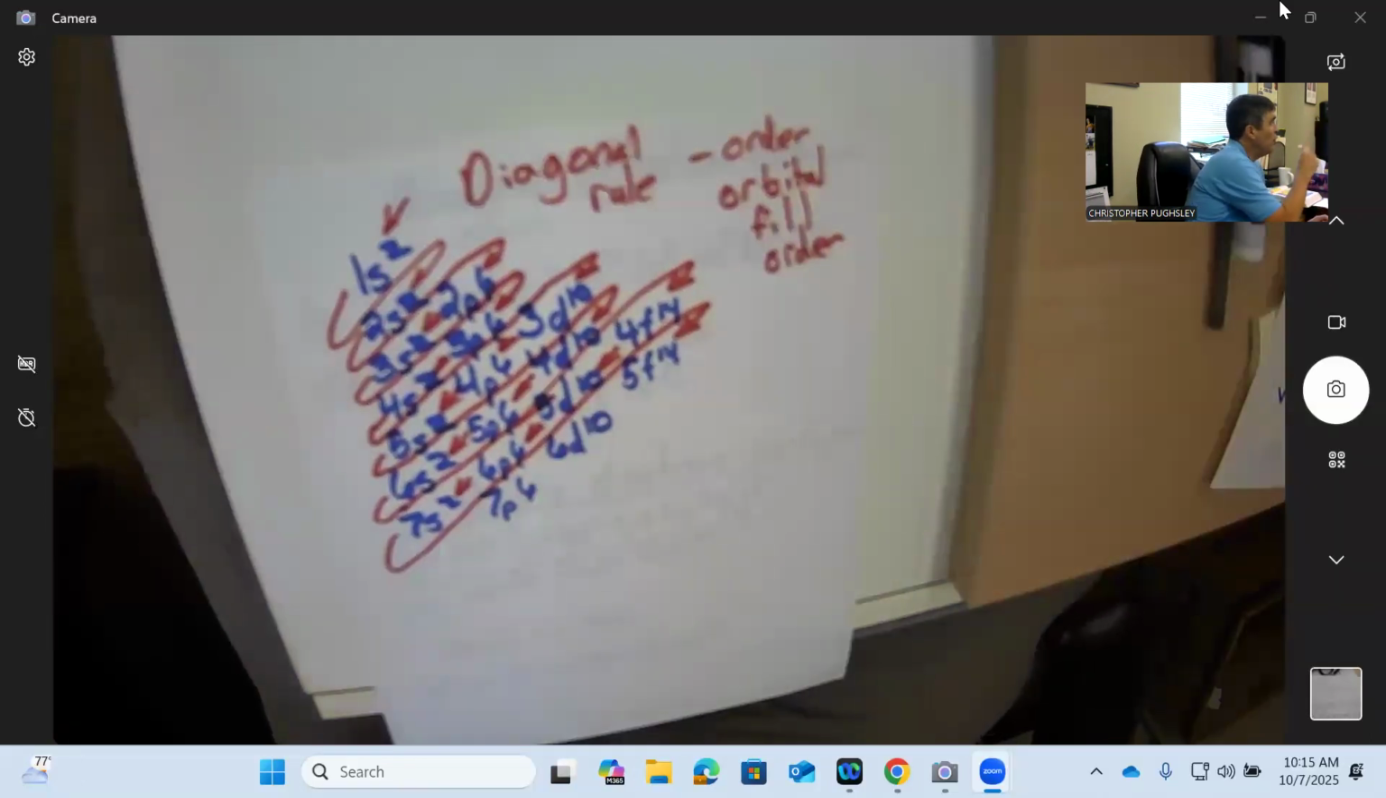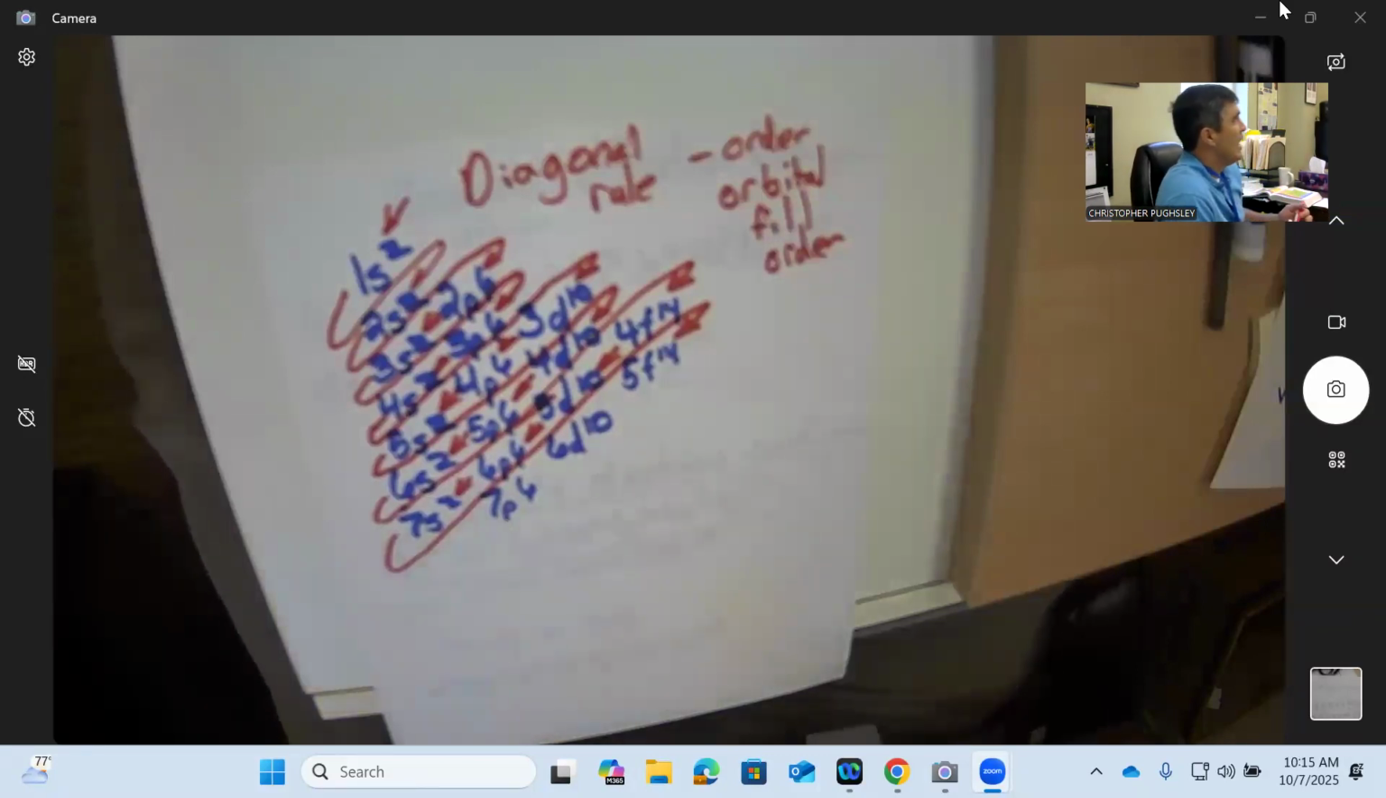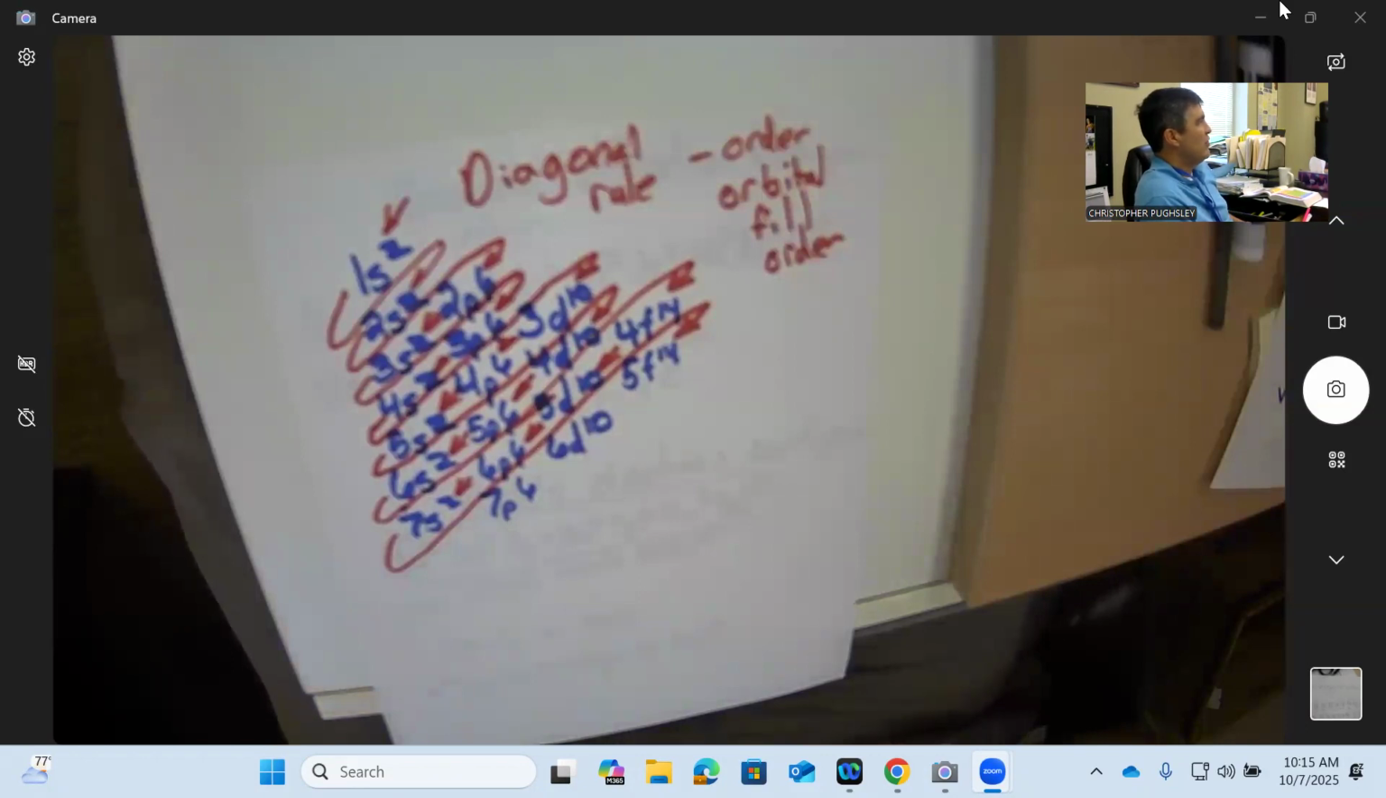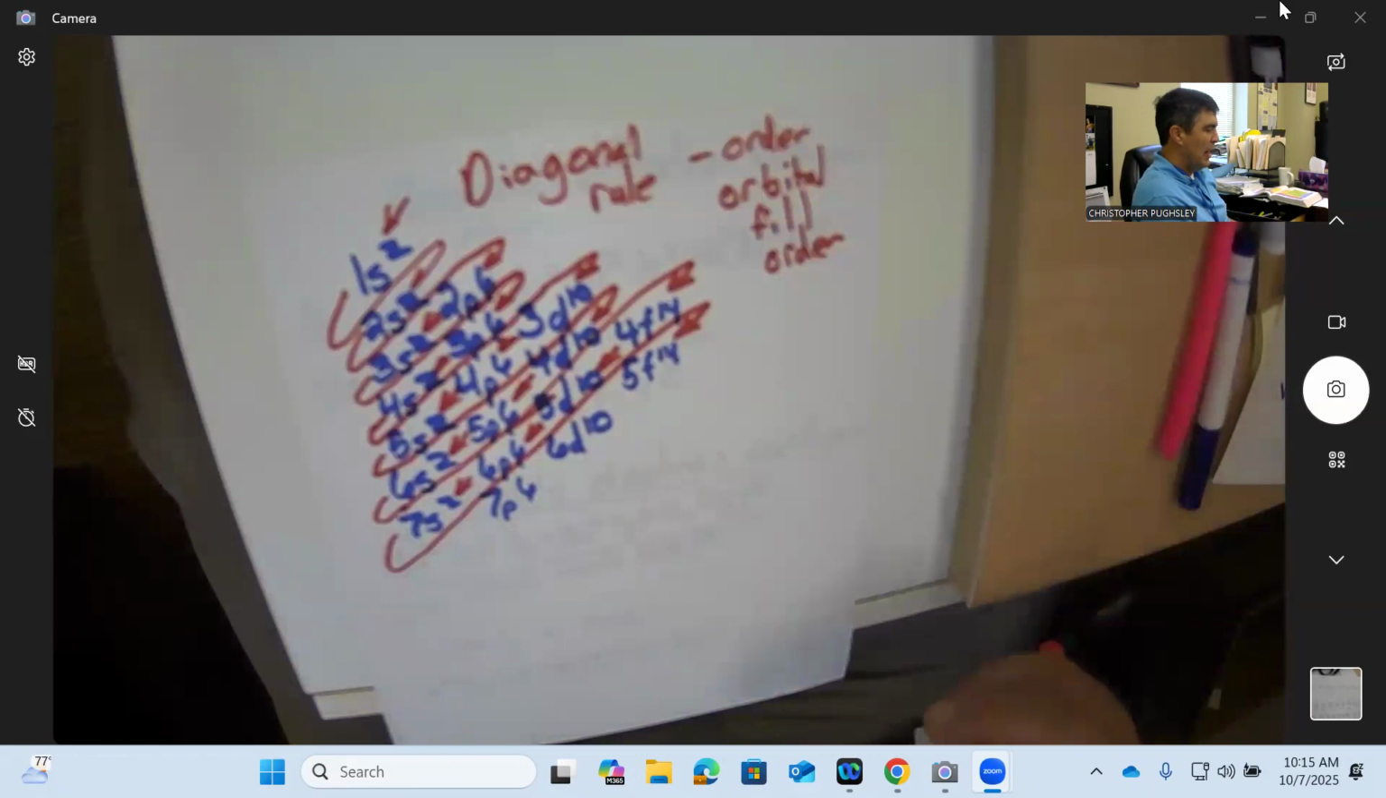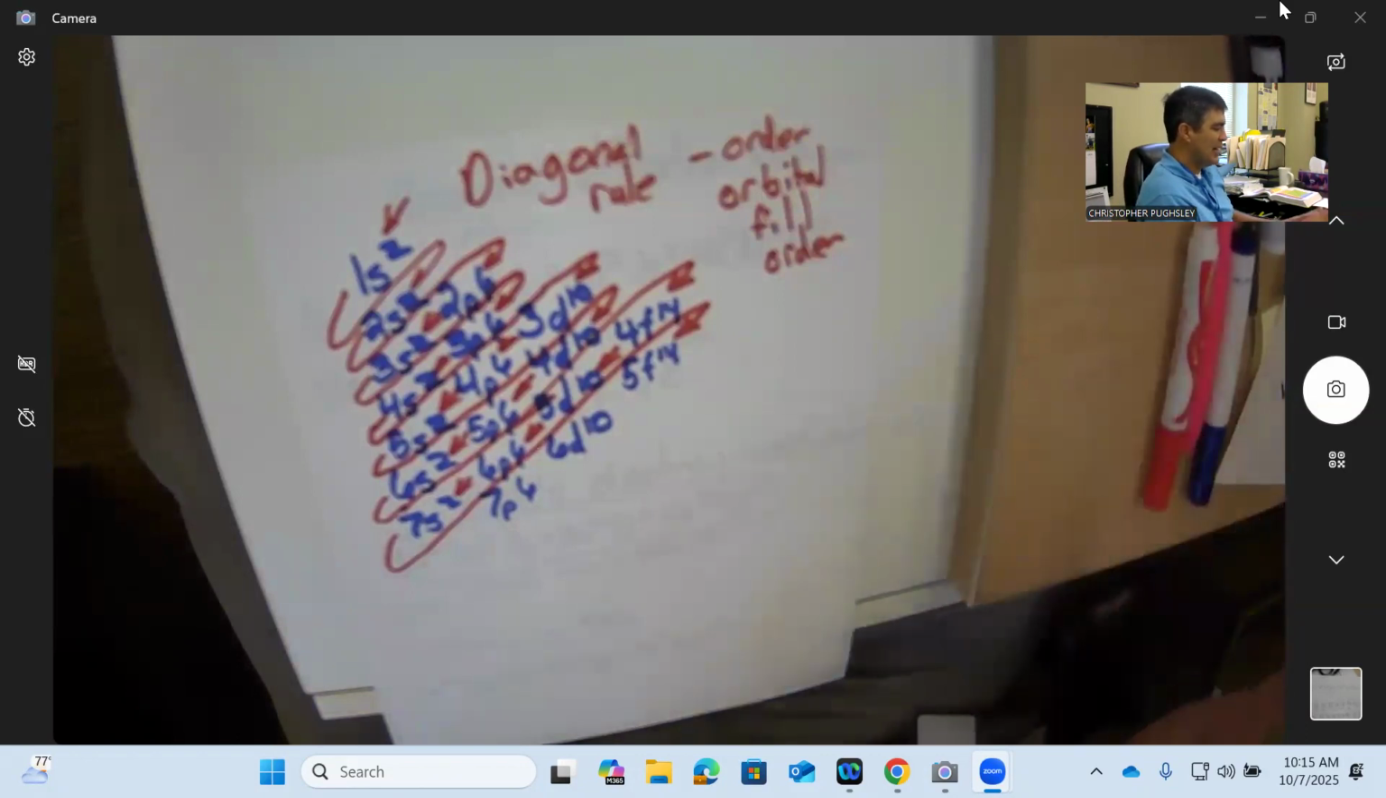You can also do the N plus L rule, which is the principal quantum number plus the shape quantum number, or the angular momentum quantum number. The one that has the lower number will also fill first, unless they're tied. And if they're tied, you go to the lower principal quantum number. All right, and so I'm not going to go into that too much right now.